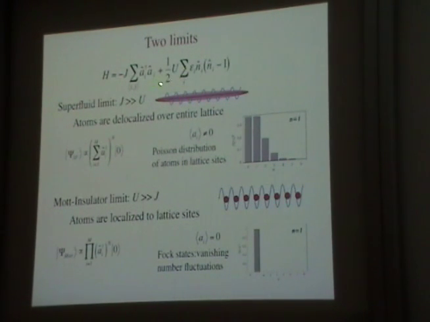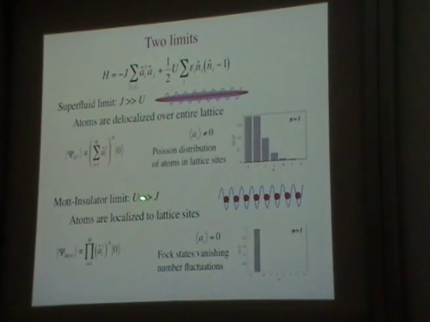And if you look, you're going to find that the number of atoms, if you look in any well, you're going to find a fluctuation in the number of atoms, because the atoms are hopping from one well to another well. And the amount of atoms in any particular well is going to be described by a Poisson distribution.